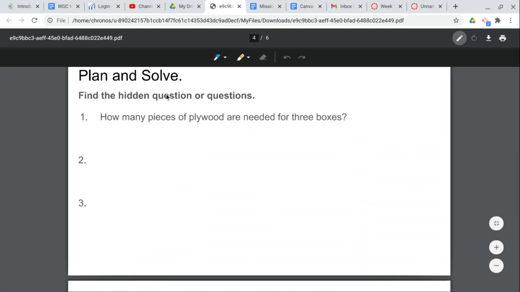First, we find the hidden question or questions. So the first one, how many pieces of plywood are needed for 3 boxes? We know there's 3 boxes and there's 6 pieces each. And so that gives us 18 pieces total. Now, is there another hidden question? Yes, there is. How many pieces of plywood can be cut from 1 scrap sheet of plywood?